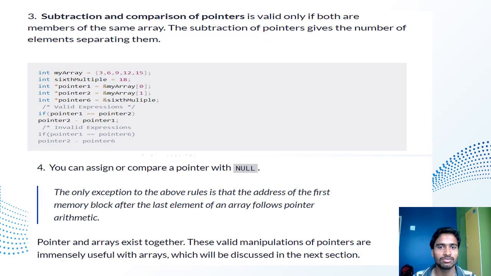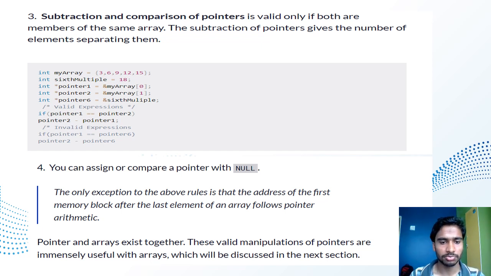Subtraction and comparison of pointers is valid only if both are members of the same array. The subtraction of pointers gives the number of elements separating them. This is a code mentioning the third point. Third point example is this. You can assign or compare a pointer with NULL.